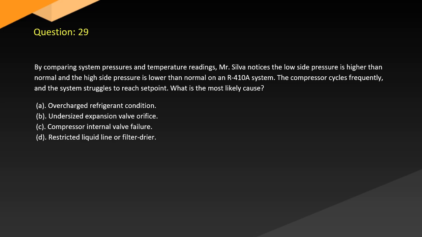Question 29. By comparing system pressures and temperature readings, a technician notices the low side pressure is higher than normal and the high side pressure is lower than normal on an R-410A system. The compressor cycles frequently and the system struggles to reach set point. What is the most likely cause?